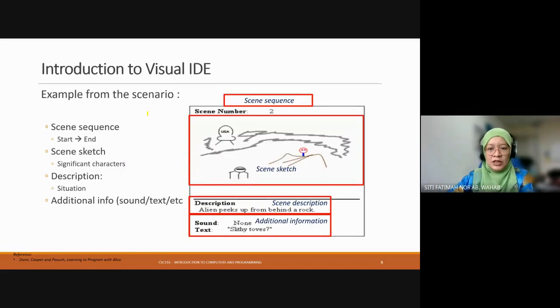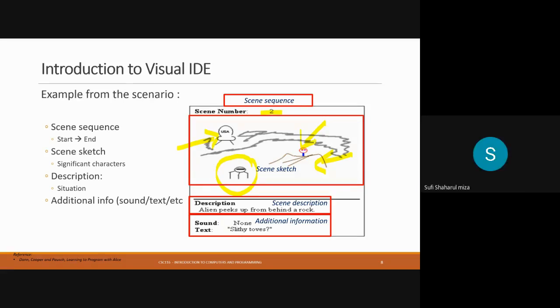Okay, so this is the scene number 2, nampak tak? Scene number 2 ni, dekat sini dia punya satelit kot. Okay, so this is the robot, this is the rock formation, this is the alien. Nampak tak?